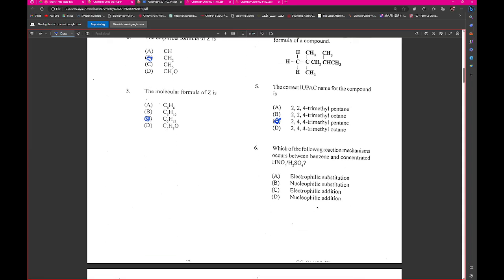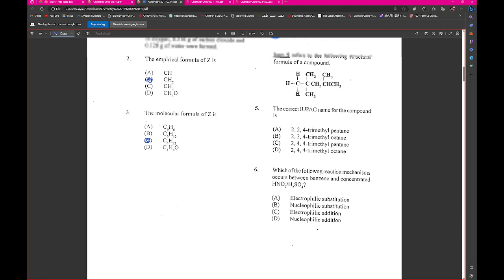Which of the following reaction mechanisms occurs between benzene and concentrated nitric acid and sulfuric acid? Sir, wasn't it A, sir? 2, 2. Oh, I just saw it. My bad. It's supposed to be 2, 2, right? So if we name it to give the constituents the lowest numbers, 1, 2, 3, 4, 5, it will be 2, 2 dimethyl. 2, 2, 4 trimethyl pentane.